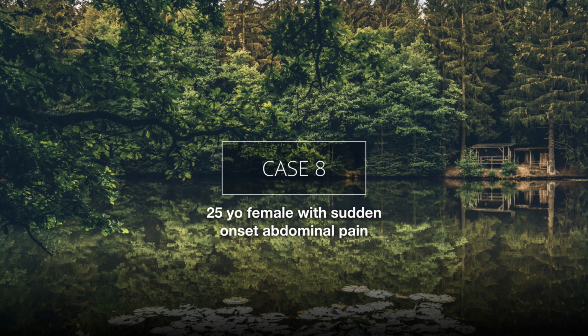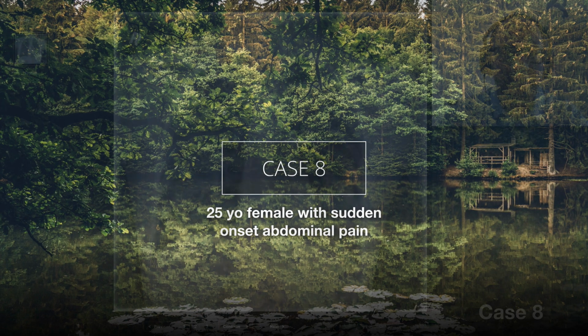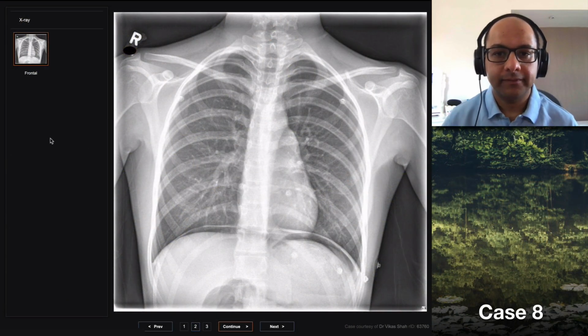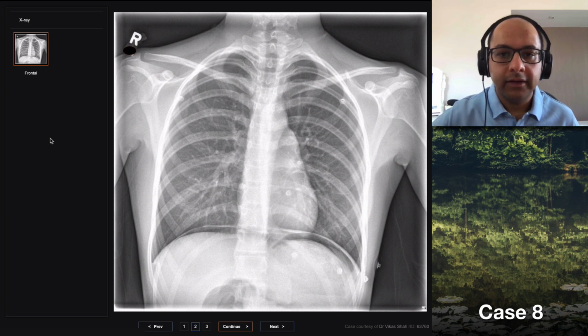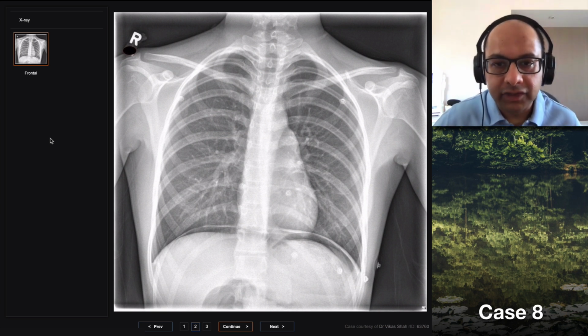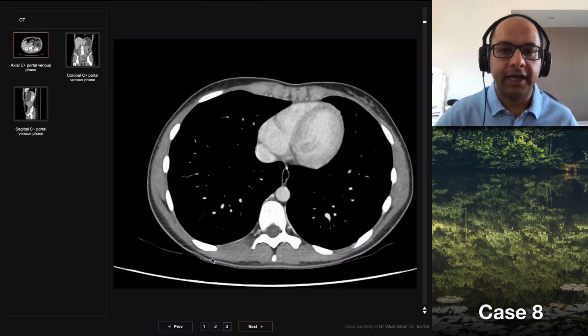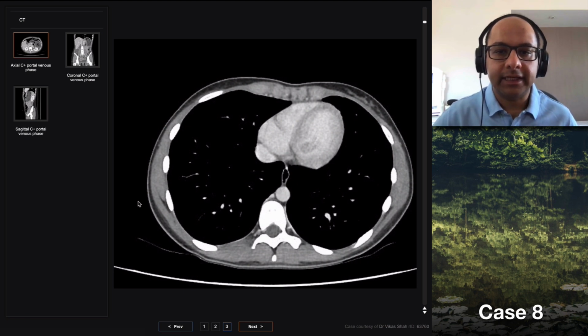Case number 8. 25-year-old female with sudden onset of abdominal pain. So I think there's a couple of different investigations. What do you see on this chest x-ray first? We've got an erect chest x-ray and it shows obvious pneumoperitoneum. The lungs are otherwise clear. Okay. Anything else? Just pneumoperitoneum, right? Okay, and then the next thing she had is a CT abdomen pelvis.